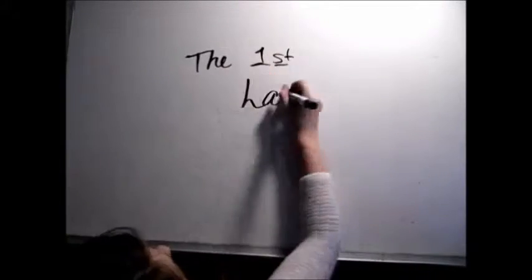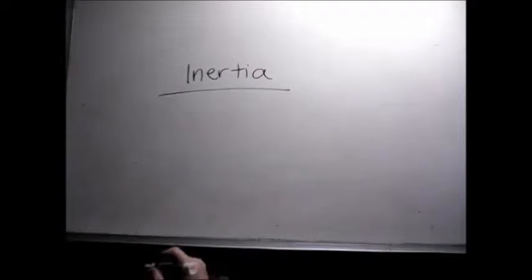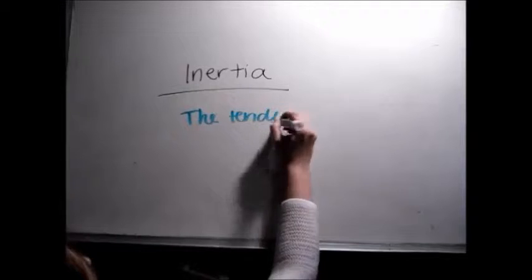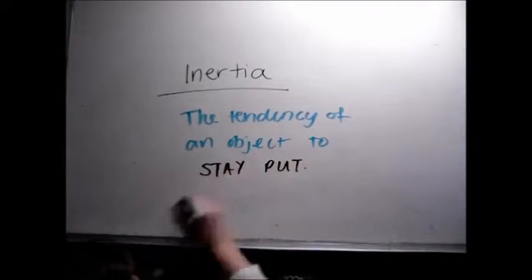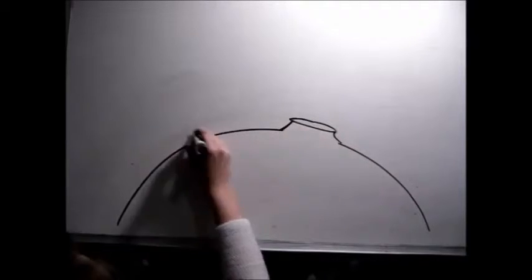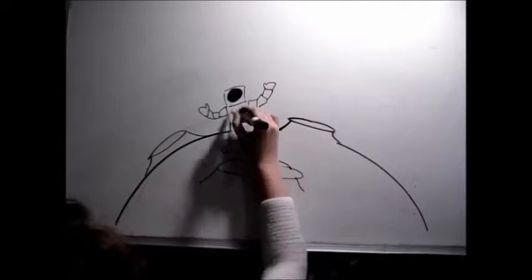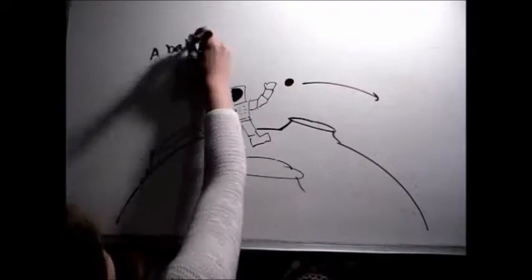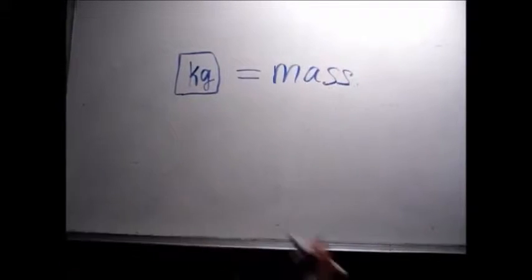Newton's first law. Newton's first law of motion is known as the law of inertia. It states that if an object isn't moving, it'll remain that way, and if it is moving, it'll keep moving unless it's acted upon by an unbalanced force, which in shorter terms means that an object will keep doing what it's doing unless a force is put on it. For example, a ball thrown in space will have the tendency to stay in motion because there is nothing there to slow the ball down.